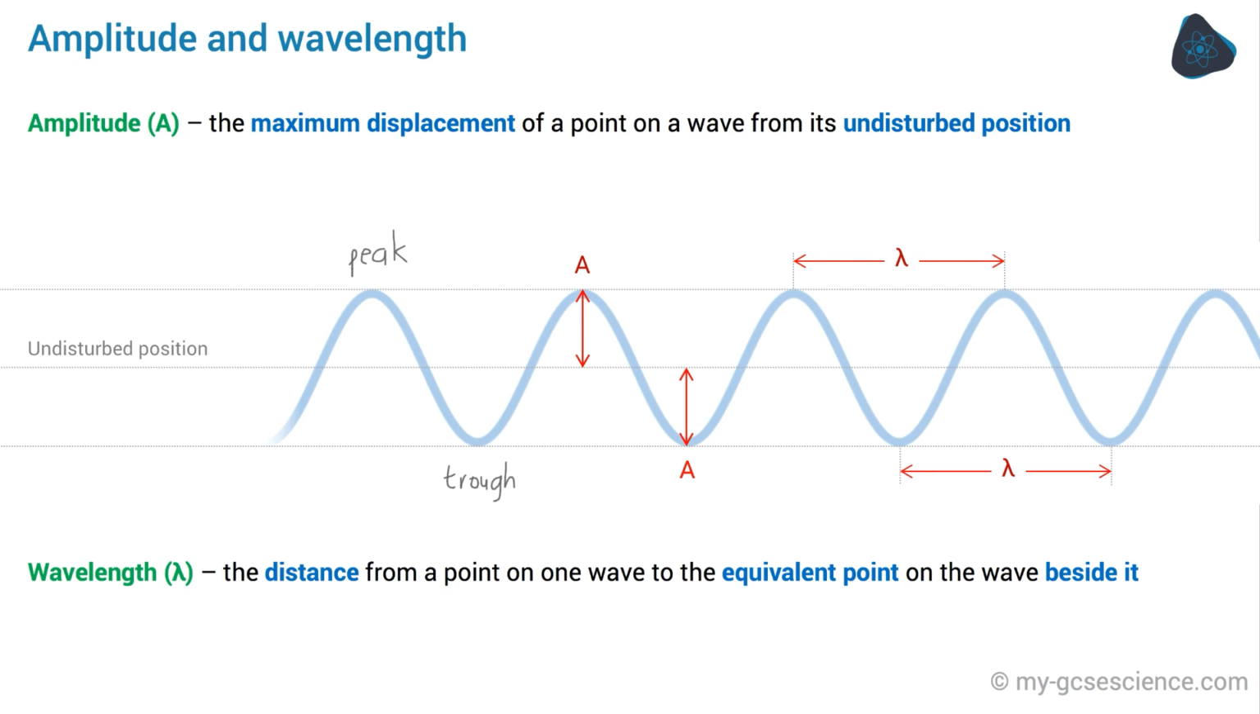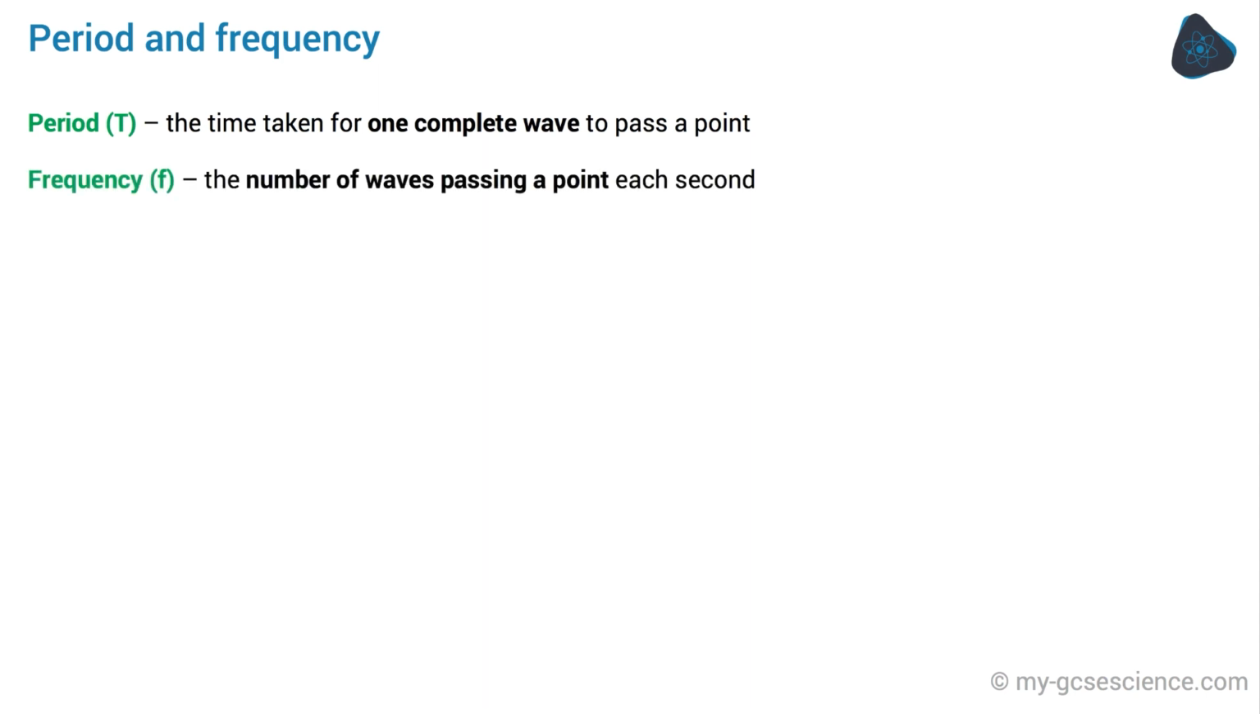While amplitude and wavelength are to do with distance, the period and frequency of a wave are to do with time. The period of a wave is the time taken for one complete wave to pass a point, and the frequency is the number of waves passing a point each second.